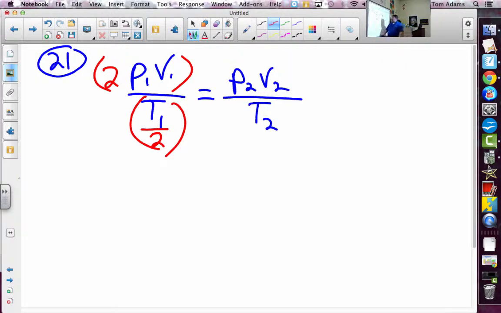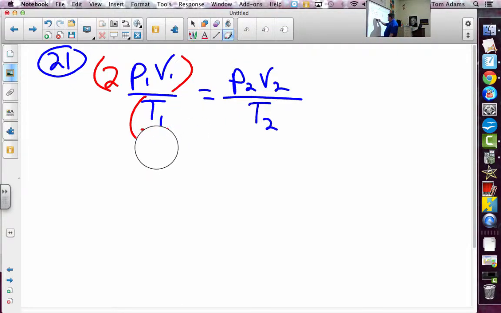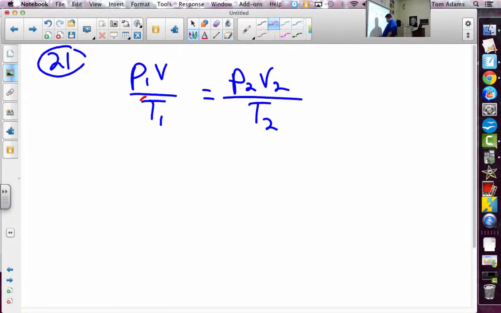Oh wait, maybe I could write it a little different. Well, what happens with that 2? Do you guys realize what happens with that 2? Let me write it a different way. The ideal gas law is still the same thing, but it's done a little differently.